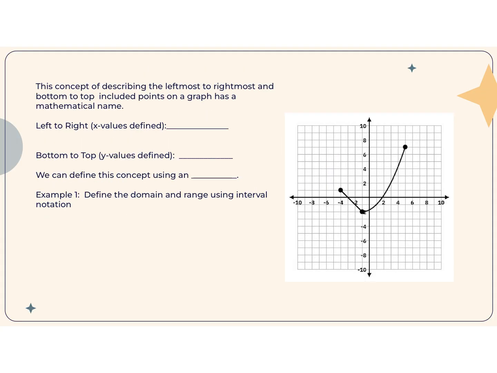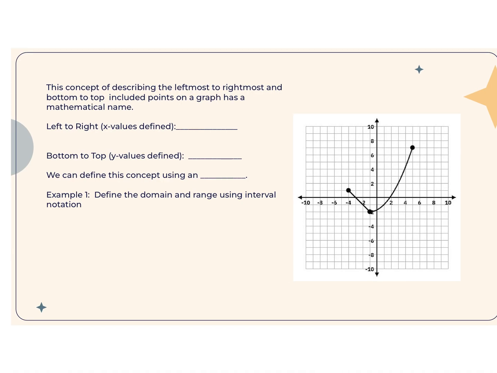So this concept of describing leftmost points, rightmost points, bottom, top, this has a mathematical name. So from left to right, we describe all of these x values that are defined as the domain of a function, D-O-M-A-I-N. And then when we talk about bottom top, or like the lowest y values to the biggest y value, we're talking about the range.